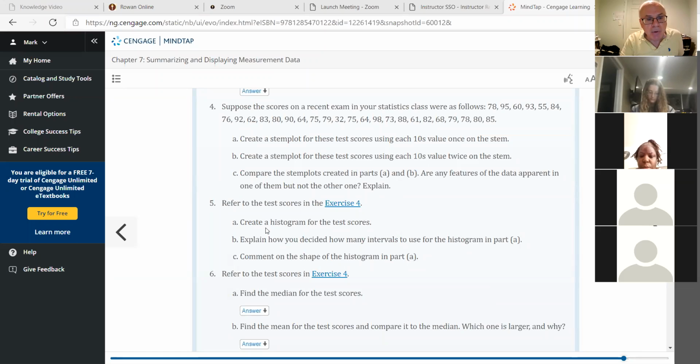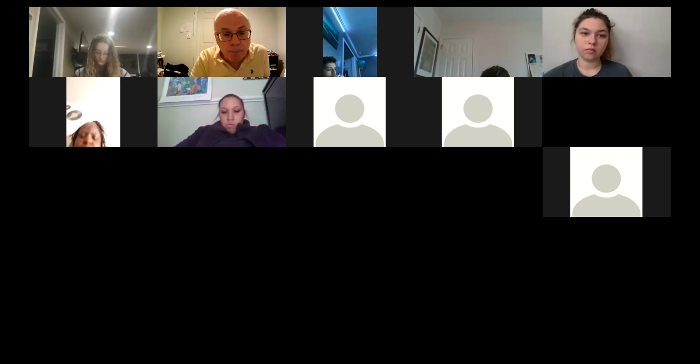Because it's saying create a histogram, explain how I came up with it, and comment on the shape. Now, I'm very familiar with how to create histograms because I teach this in my Stat 1 course. If you were taking Stat 1, you would have to know how to create one yourself using a calculator. But you're not going to do that in this course. You're going to see one that I give you and then answer maybe a couple questions about it. So let's take a look at what the histogram for this data looks like, the one I've created at least.